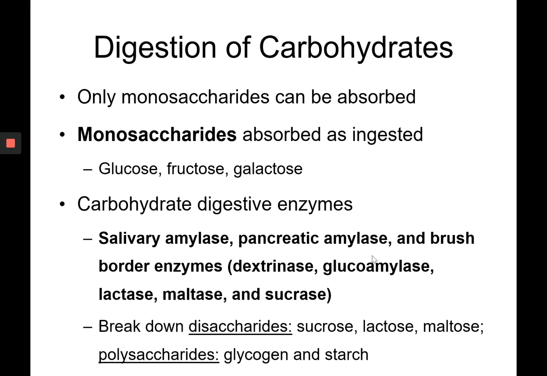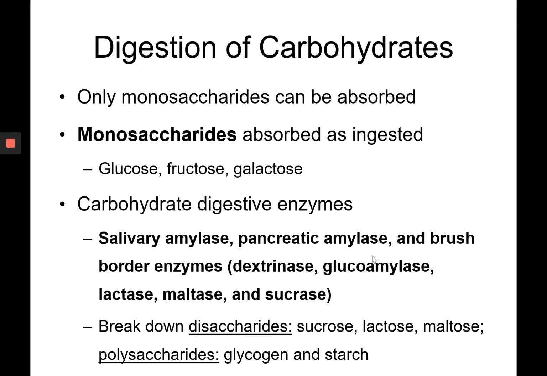We'll focus first on the digestion of carbohydrates. Carbohydrates are our polymer that we want to break down into a monomer. The monomer for carbohydrates is a monosaccharide, or simple sugar. Examples of monosaccharides include glucose, fructose, and galactose.